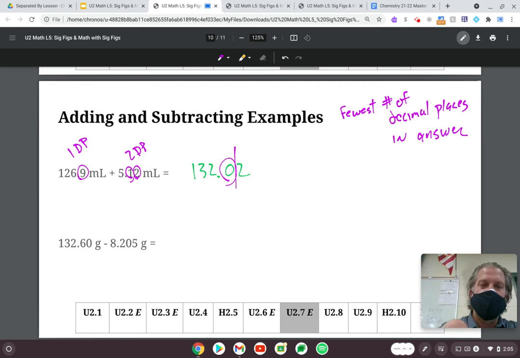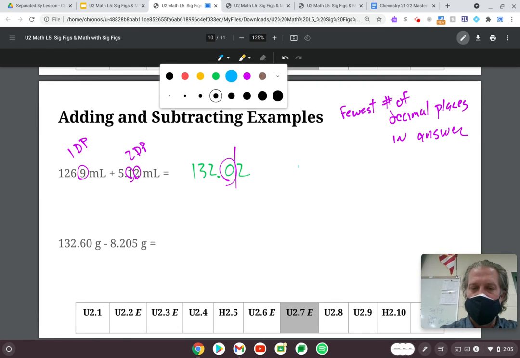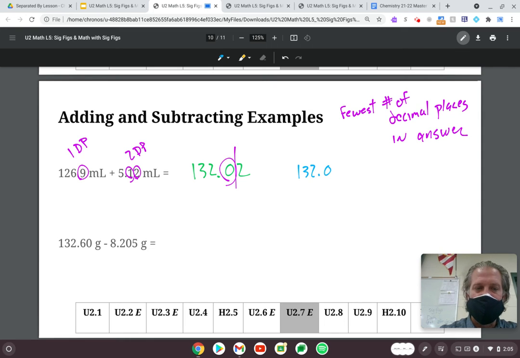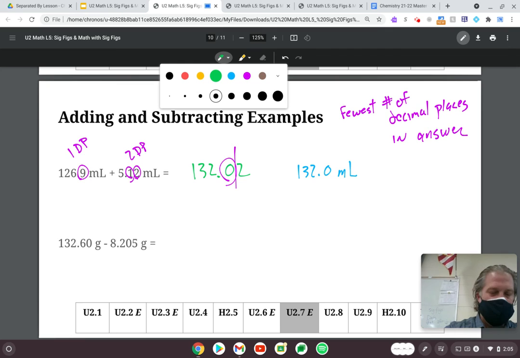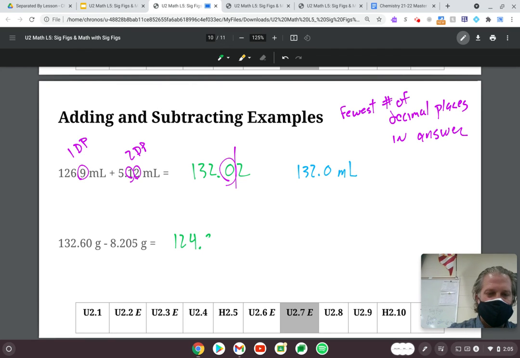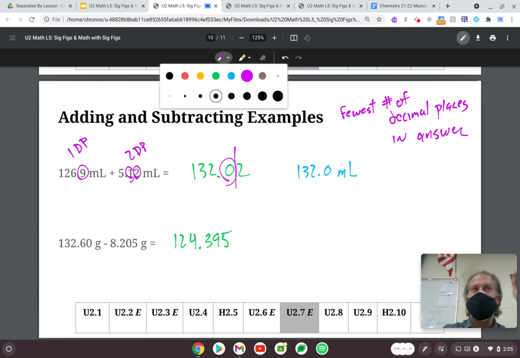So in this case, my final answer is going to end up being 132.0, and my unit is going to be milliliters, right? Next one we're subtracting. So it's 132.60 minus 8.205. And the calculator tells me that that answer is going to be 124.395. So again, because we're subtracting or adding, we are going to be assessing based on decimal places.